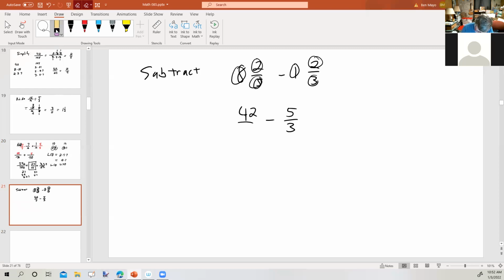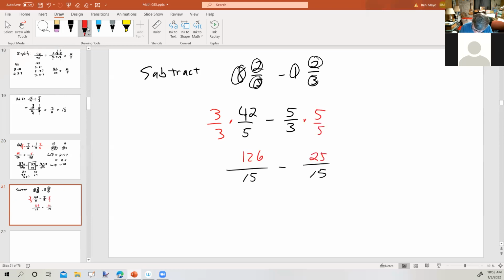But in order to carry out the subtraction, I need a common denominator, which is going to be 15. So I'm going to multiply the first fraction by 3 over 3, 126 over 15. The second fraction by 5 over 5. 5 times 5 is 25. 125 minus 25 is 101 divided by 15.